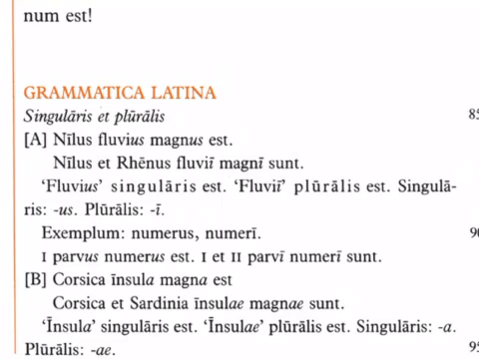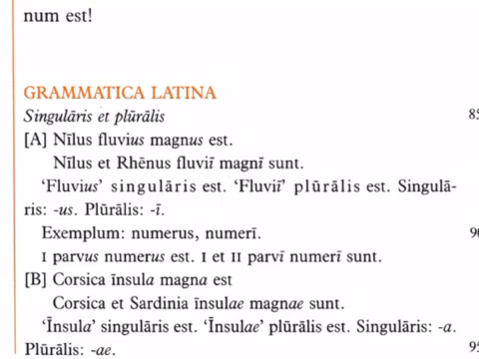Latin usually has adjectives following the noun. So magnus, the word for big, follows fluvius, the word for river. But in English, it's the other way around. And in fact, English is kind of the odd one out. Most languages around the world have descriptive adjectives like this, what are called attributive adjectives, following the noun. Nilus et Rhenus fluvii magni sunt. The Nile and the Rhine are big rivers.